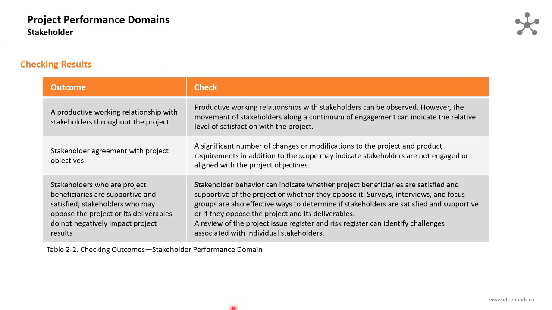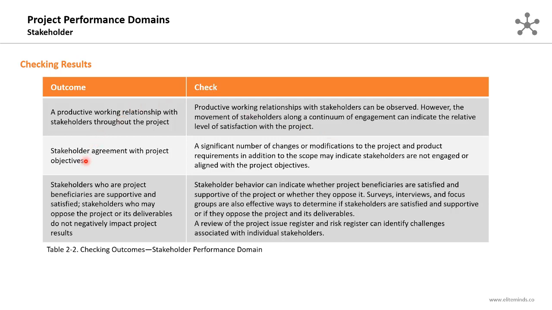Now, how to check the results? We have 3 desired outcomes. The first one is a productive working relationship with stakeholders throughout the project. A productive working relationship can be simply observed in the project. However, the movement of stakeholders along a continuum of engagement can indicate the relative level of satisfaction within the project. So we need to keep an eye on the relationships with the project stakeholders.